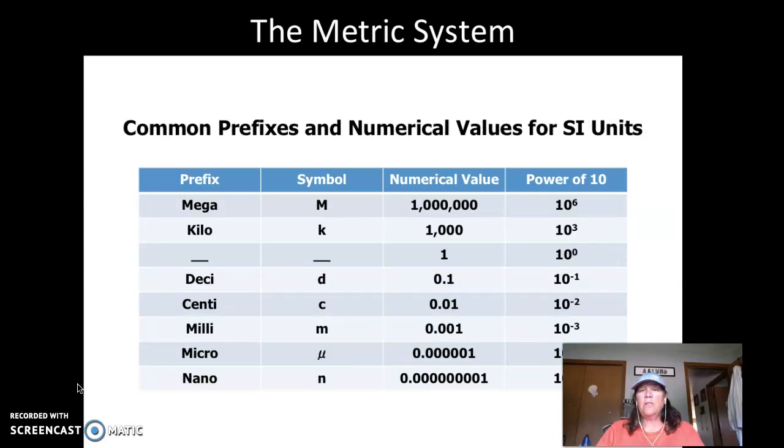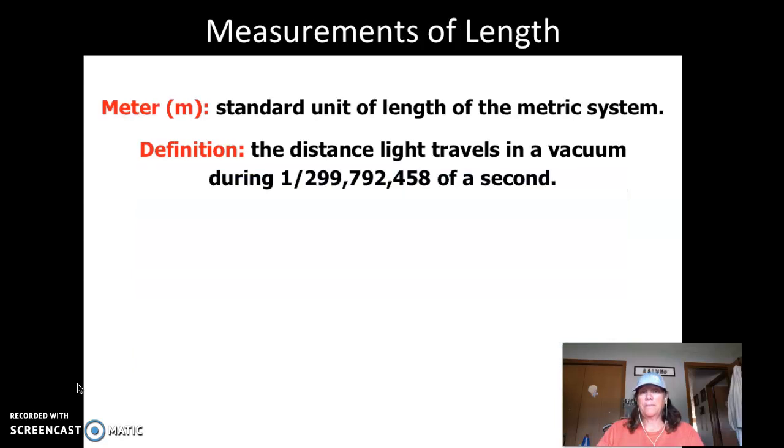Okay, so here are the common prefixes. And again, this is why it's so easy to use the metric system, because everything's based on units of 10. So if I want to switch from kilograms to grams, I just have to move the decimal over 3 because it's 1,000 to the base unit. So the metric system is really easy to convert because, again, you have everything based on units of 10.